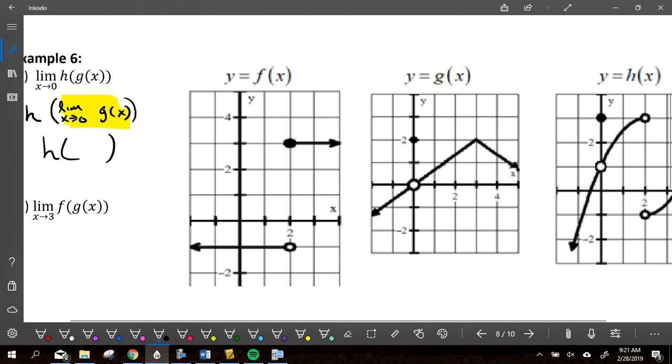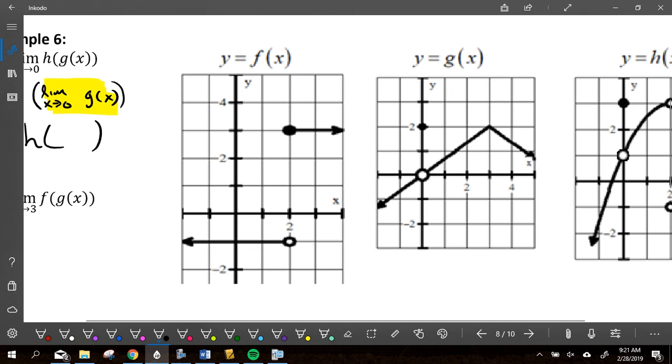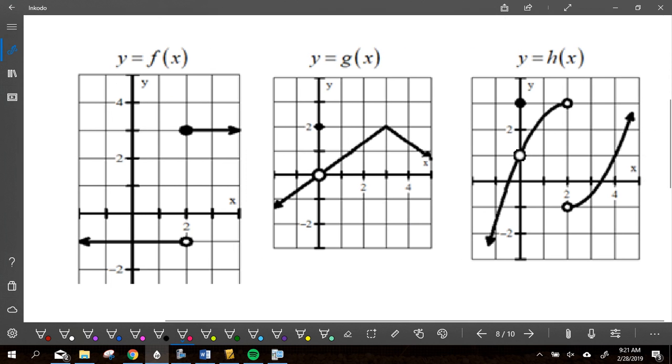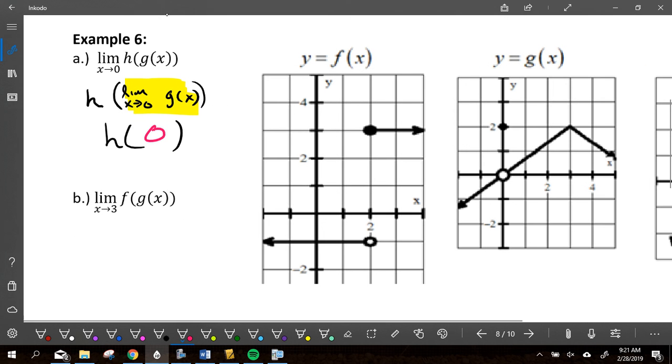So looking at my graph, what is the limit as x approaches 0 of g? It's 0. As I approach from the left and the right-hand side, I'm getting closer and closer to 0. So this guy is 0. And now I'm doing h of 0. So I'm going to my graph, h of 0. Show me with your fingers, what is h of 0 going to get you? h of 0 is 3 because you've got a closed dot right there. The answer is 3. We do the limit of the inside composite function only.